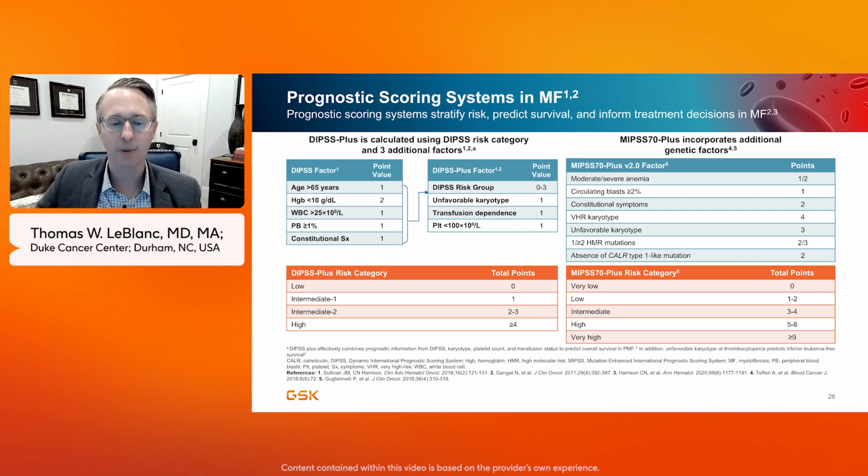So you have to look at the NGS panel for that and then put that into the calculator, and you get points. And depending on how many points you get for having or not having these things, you go into one of these categories. So with the MIPSS70 plus, it's very low, low, intermediate, high, or very high. That looks exactly like the IPSS-R for MDS. Of course, now we have the IPSS-M, which has 6 categories. So that's gone molecular too. Well, we've had these molecular data for MF for longer, and it tends to work better.